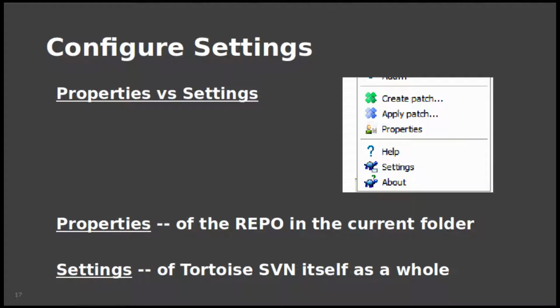After installing, a good idea is to configure a few details. The right-click menu offers two places that are tempting, Properties and Settings. You do not want to touch Properties right away. Properties are used to fine-tune details about the repo in the current folder. Settings is what you want. This lets you configure Tortoise SVN across all repos.